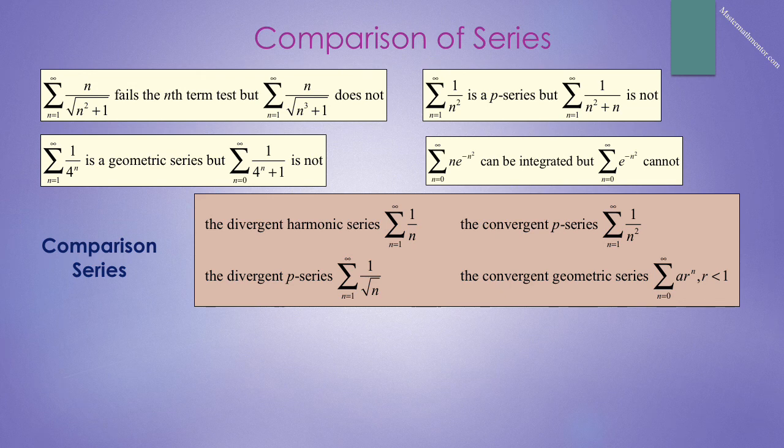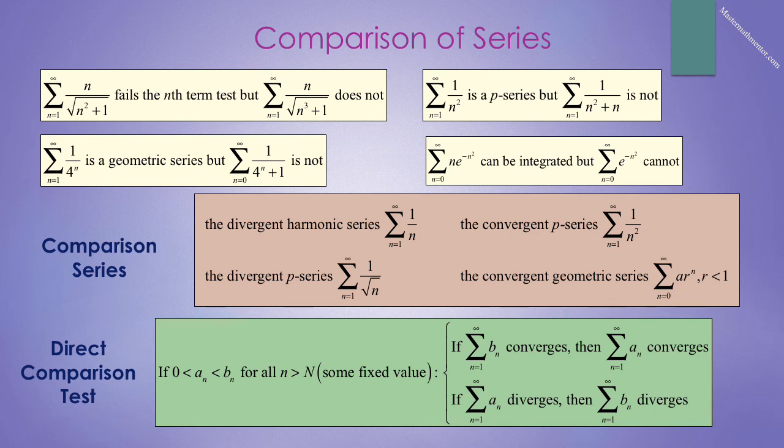The series we will usually compare to are the divergent harmonic series, summation n equals 1 to infinity of 1 over n, the convergent p-series, summation n equals 1 to infinity of 1 over n squared, the divergent p-series, summation n equals 1 to infinity of 1 over the square root of n, and the convergent geometric series, summation n equals 0 to infinity of ar to the nth power if r is less than 1. You should memorize these four series as they come up all the time.